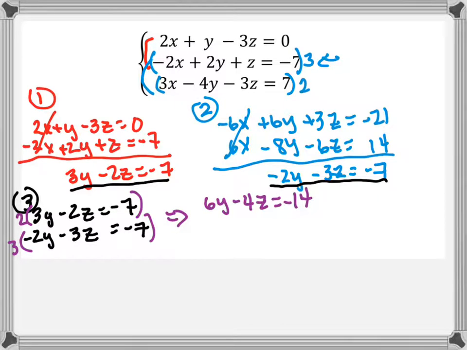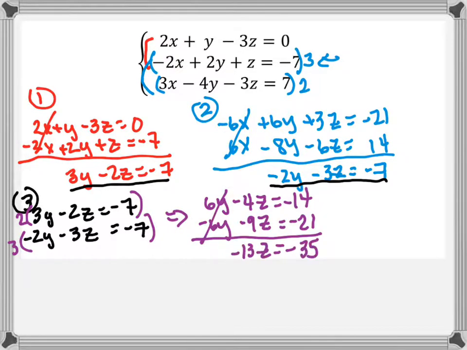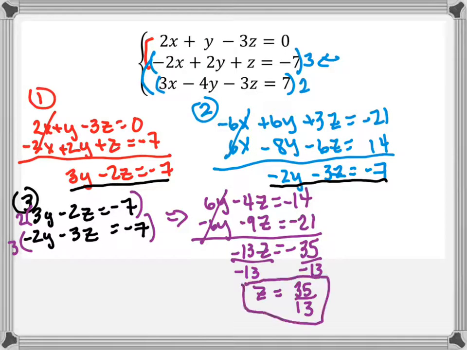So I end up with 6y minus 4z equals -14, and -6y minus 9z equals -21. Adding these together, my y's are eliminated, and I end up with negative 13z equals negative 35, or z equals 35/13. So I've got my value for one variable. I still have to find my values for x and y.